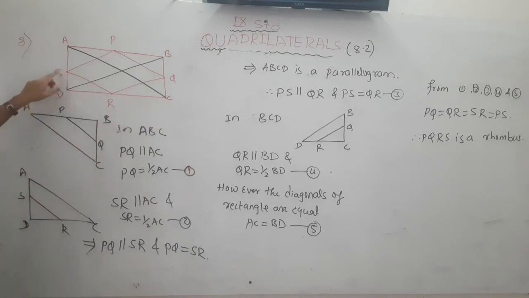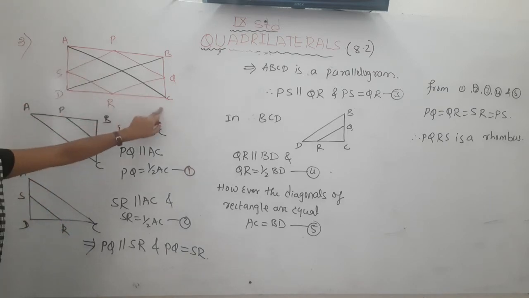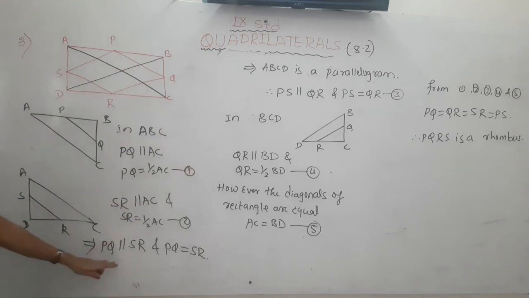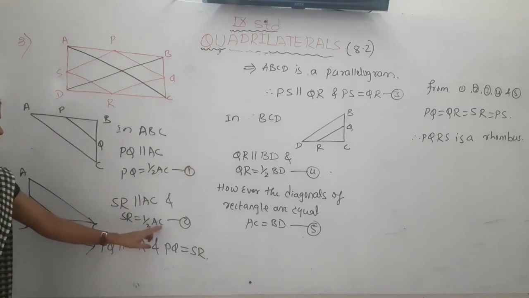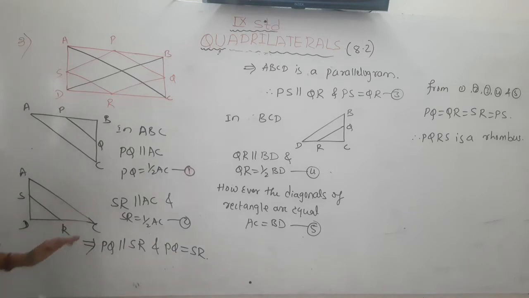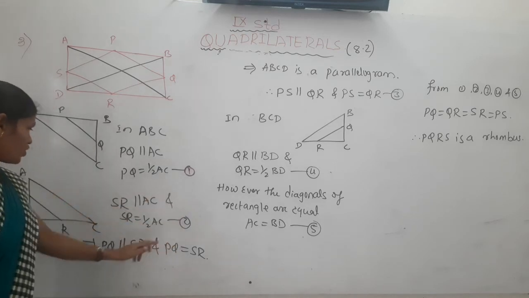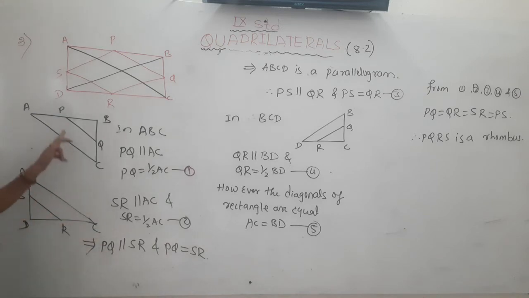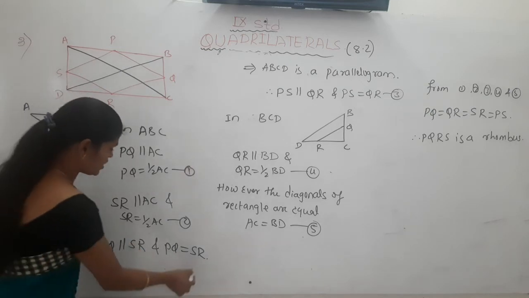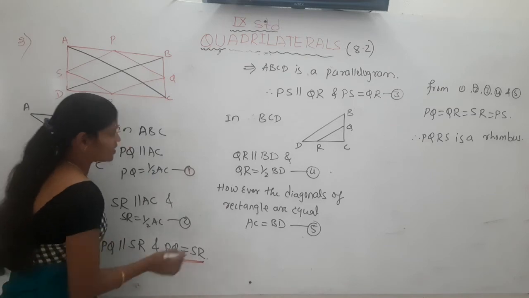In the same way select the triangle ADC. Here also S is the midpoint of AD and R is the midpoint of CD. So the line joining SR is parallel to AC as well as SR is equal to half of AC. So if you use equations 1 and 2, automatically you will get PQ parallel to SR. Why? PQ is parallel to AC and the same AC is parallel to SR, means SR and PQ are parallel as well as equal.